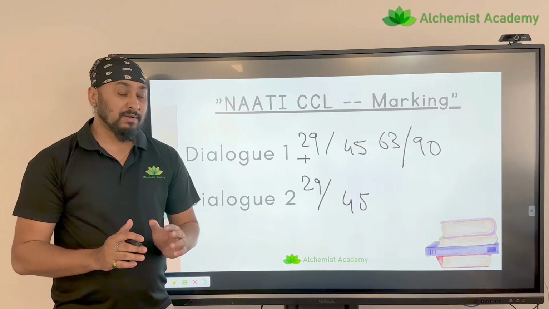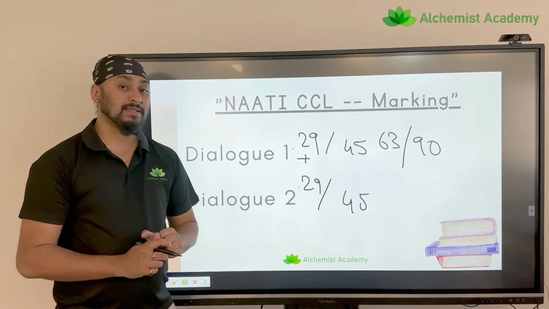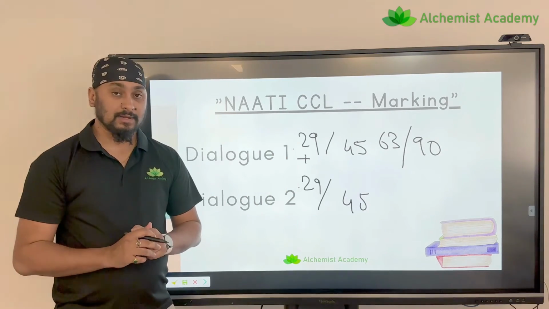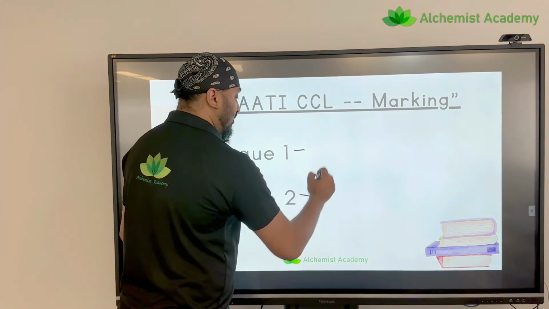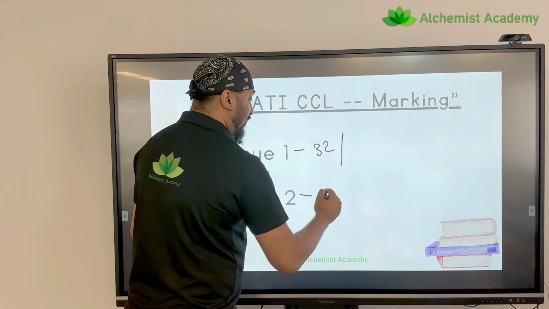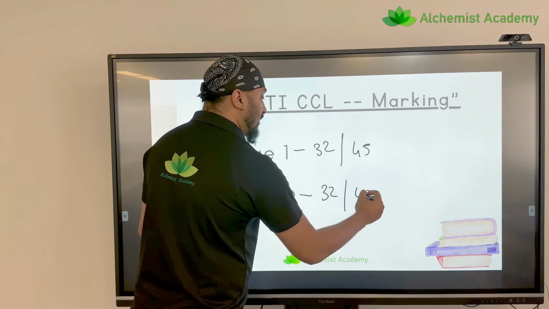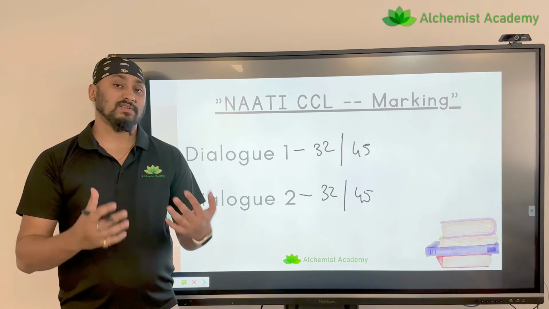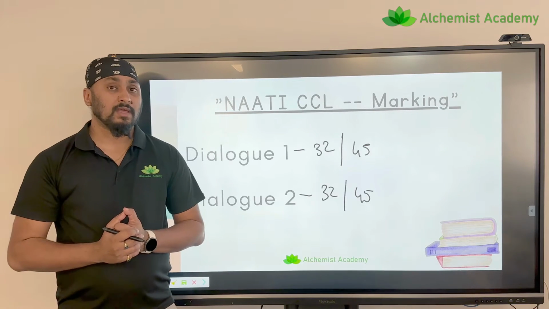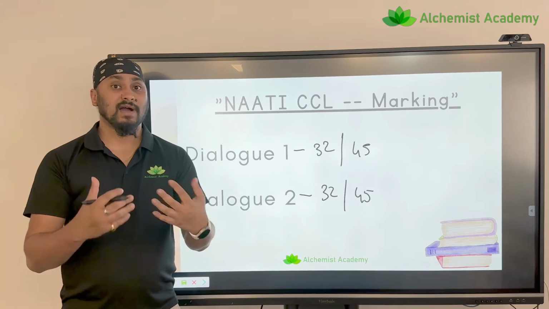So also remember that you do need to have 29 and 29 in your dialogues. Is it clear? One simple way to go around with this would be, instead of worrying so much, just try to get a minimum of 32 in each dialogue out of 45. That not only fulfills condition number 1, but it also fulfills condition number 2. It brings your total score to 64. Alright, so let's move now to how the marks are awarded.